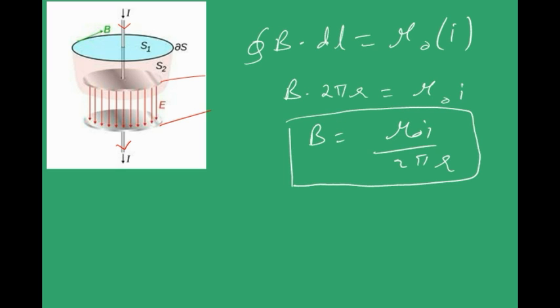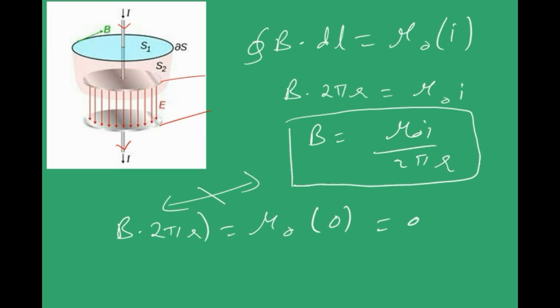Are you getting me? So when I apply Ampere's law for the same perimeter of surface S2, what will I get? B dot 2 pi r should be equal to mu naught times current, which is 0 right here. So what did I get? Magnetic field to be 0. These are contradicting, right? So something's wrong here.